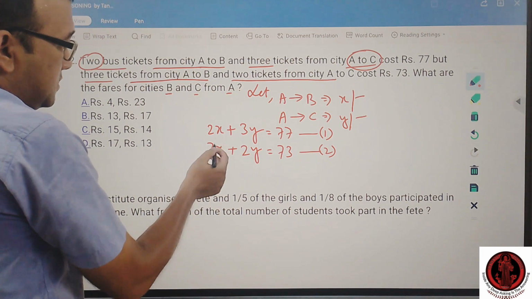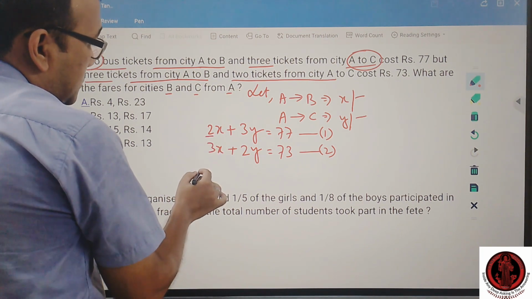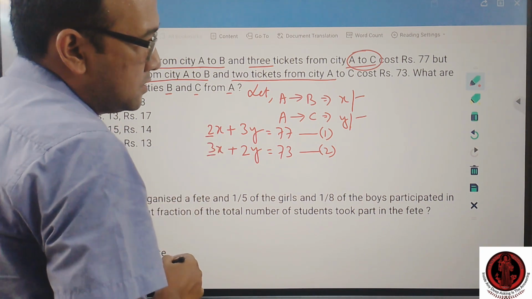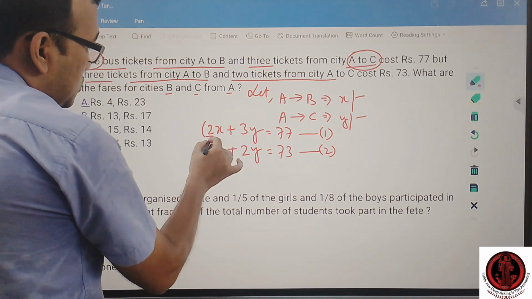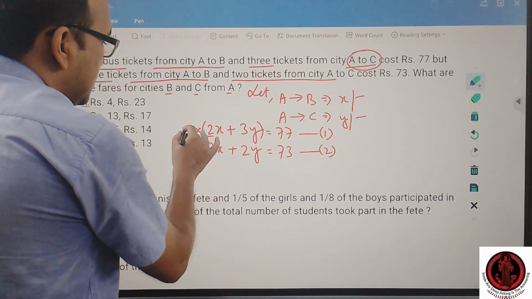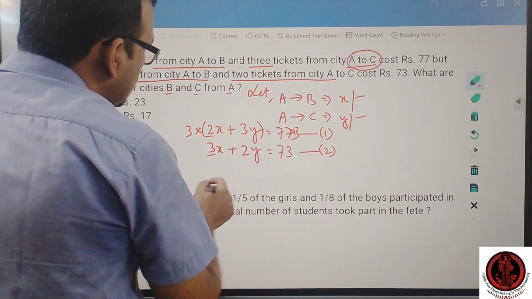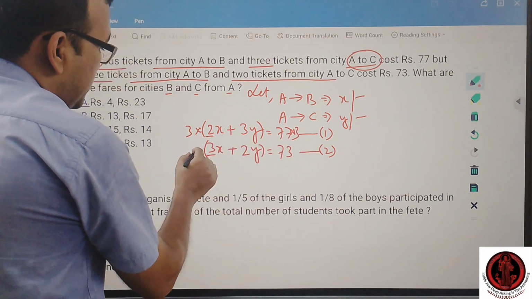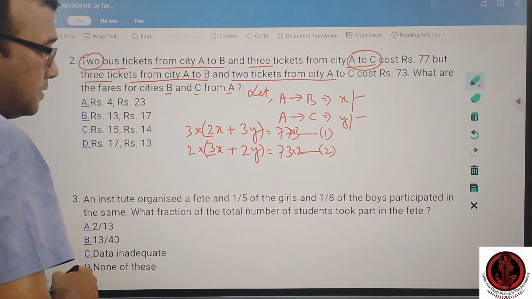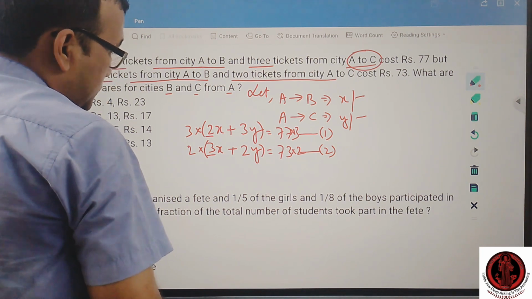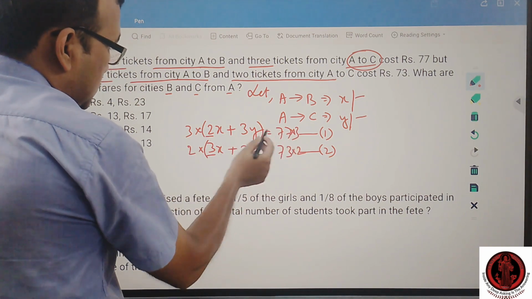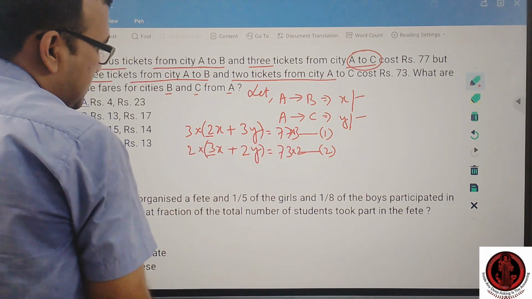The method of solving is: the coefficient of x is 2 in one equation and 3 in the other. So 2 and 3, the LCM is 6. Now this 2 will be 6, that is multiplied by 3. Then this 3 should also be 6, so this is multiplied by 2. Both sides of equation 1 are multiplied by 3, and both sides of equation 2 are multiplied by 2.